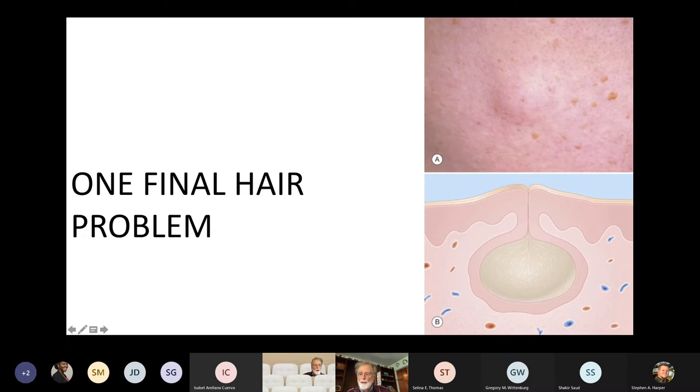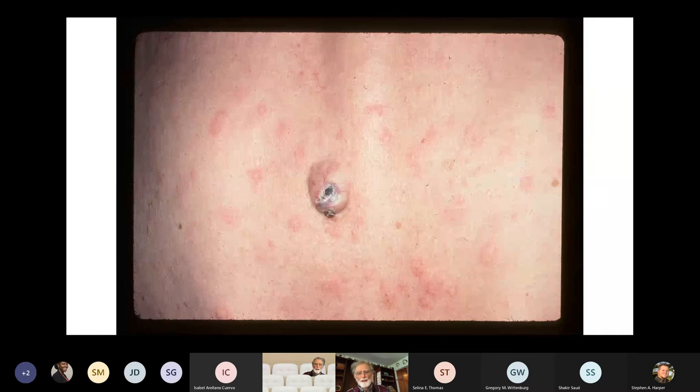This is nothing more than a comedone over a long period of time. And you that have done the surgery and inadvertently opened up one of these things know that it's not pus, it's a grumous combination of old sebum and old hair that's been blocked. Usually with a central pore that you can use to direct where you're gonna do your surgery.